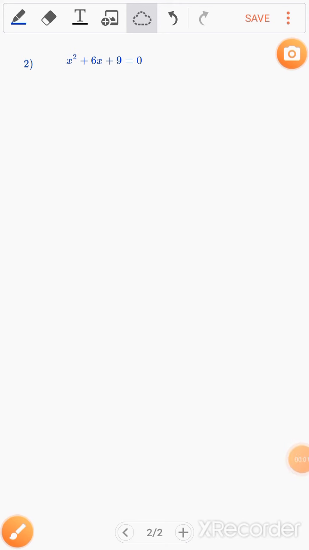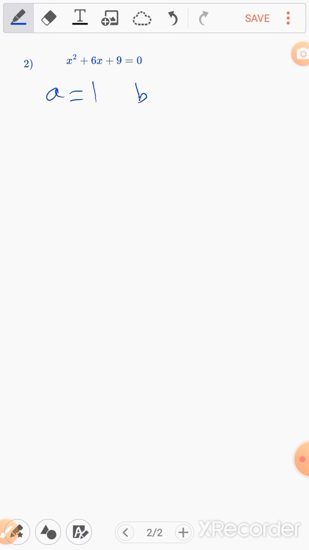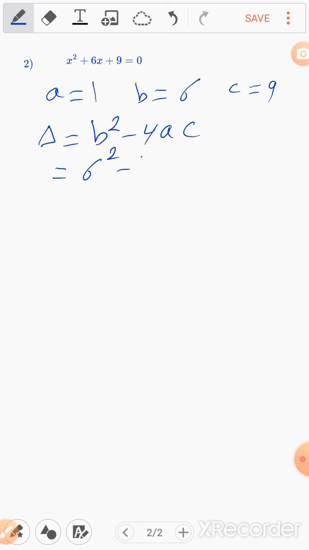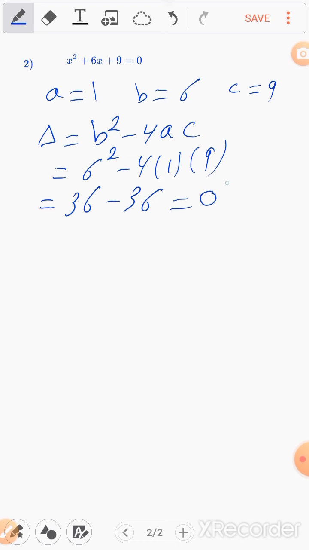Second exercise, solve this equation. A is equal to 1, B, the coefficient of x, is 6, and C is equal to 9. We have to calculate delta to specify how many roots we have. Delta is equal to b squared minus 4ac, which is 6 squared minus 4 times a, which is 1, times c, which is 9. It is equal to 36 minus 36. So it is equal to 0.